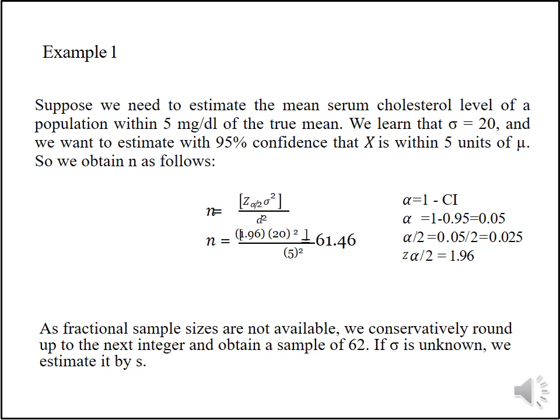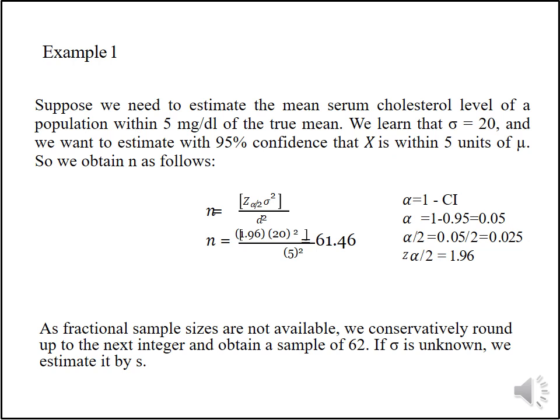And the formula is, if you have a look at it, we have the value of alpha by 2, the population standard deviation, that is 20, given in the question. We have d square, the value is 5, and a 95% confidence interval. What we need to know is the value of Z alpha. And how do we calculate Z alpha?